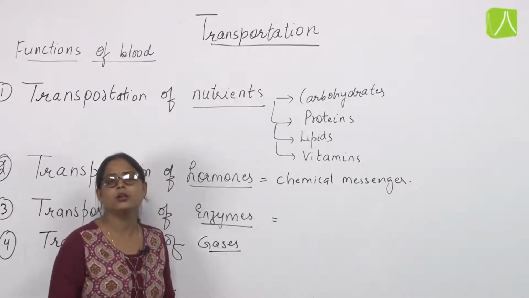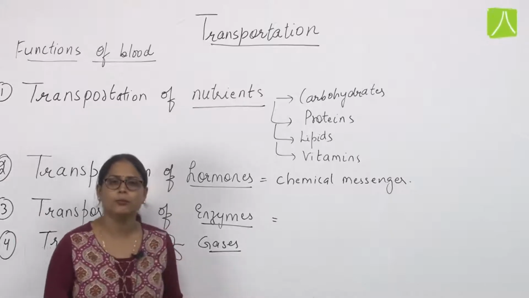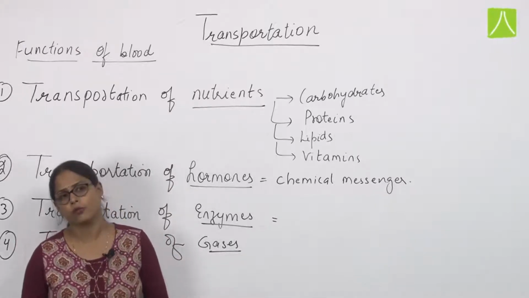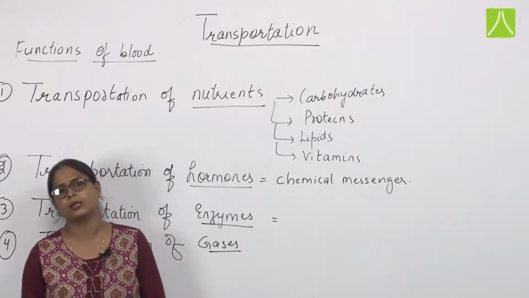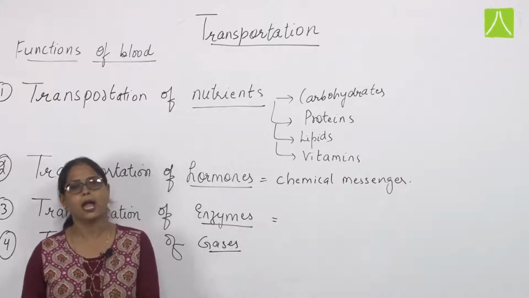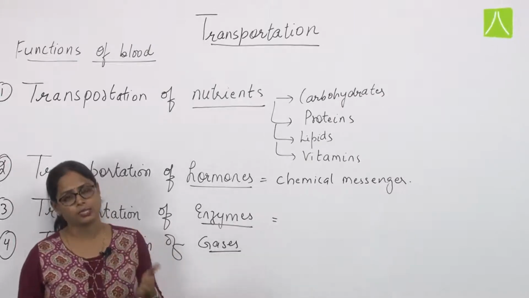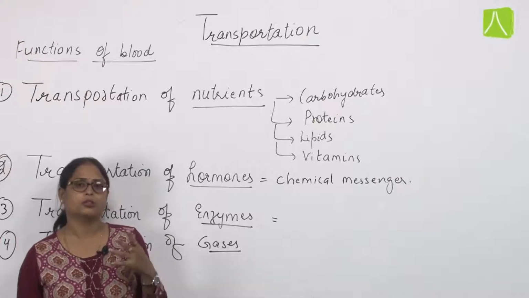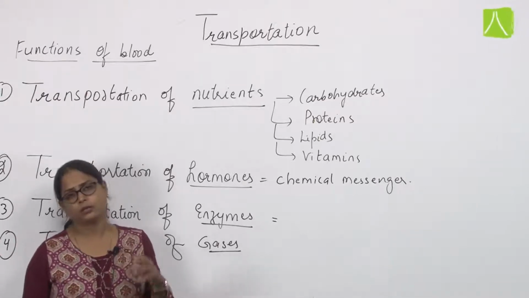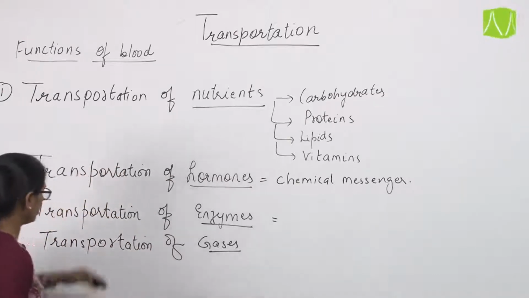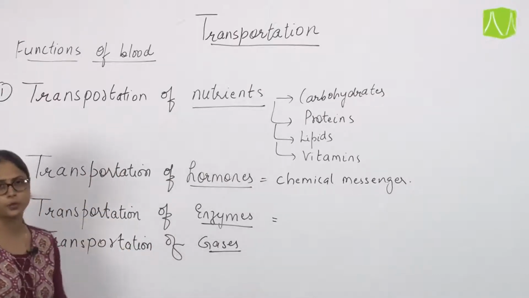After utilization of oxygen, the glucose gets broken down completely and releases the waste gas, that is CO2. That carbon dioxide gas is again taken up by the blood from cells or tissues, and carried to the alveoli or the lungs, from where the CO2 is thrown out. So in this manner also the blood helps in the transportation of gases.